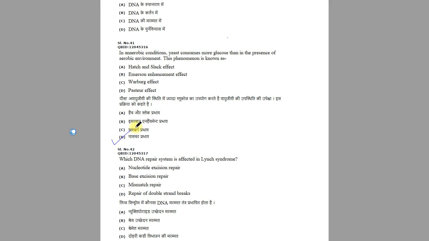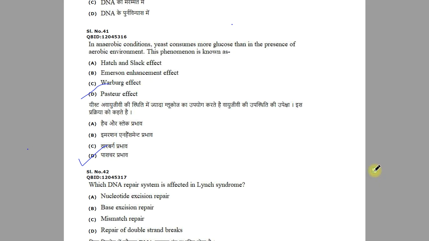Now what does this Pasteur effect say? It says that there is an inhibiting effect of the oxygen concentration on the fermentation process. A sudden change from anaerobic to aerobic conditions results in lesser fermentation. So in the aerobic conditions, the glucose consumption is high and the ethanol production is less. So here the option D, the Pasteur effect, is correct.